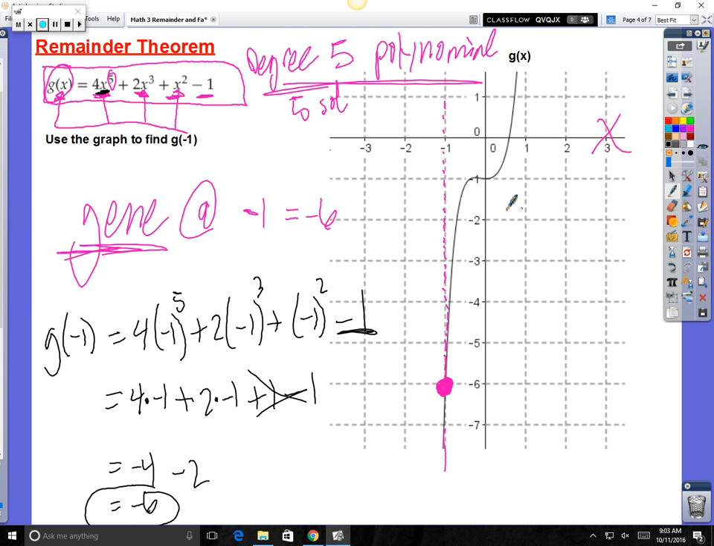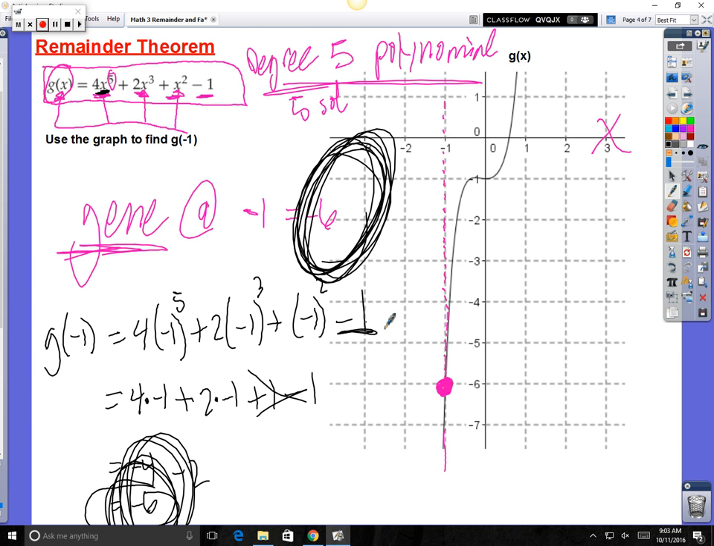So which way was easier? The picture or the algebra? Yeah, the picture's way easy. So if you've got a picture and they want you to find G at a negative 1, you just plug a negative 1 into the X line and find out where they cross. Okay, now this is a big deal. Negative 6, circle it, remember it. It's a big, big deal. Next slide.